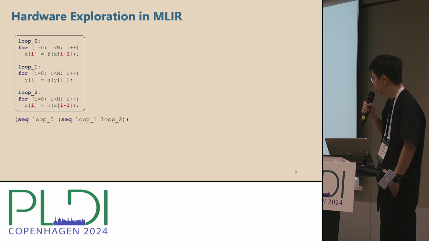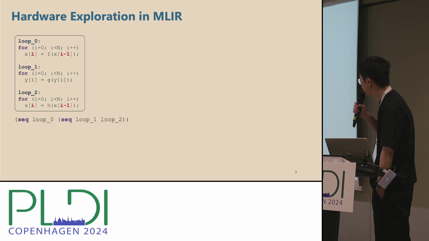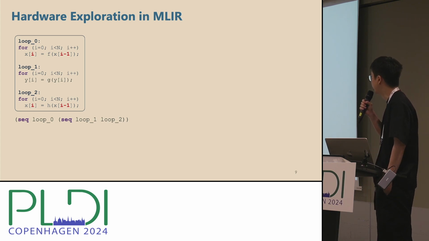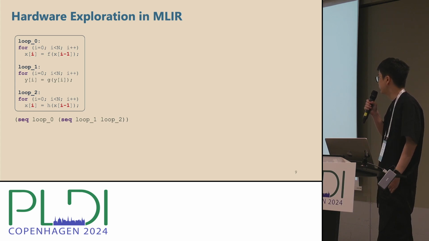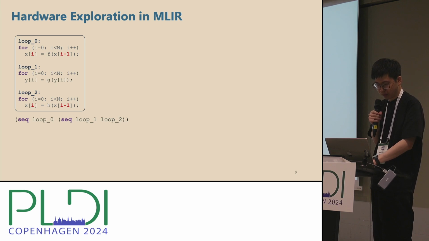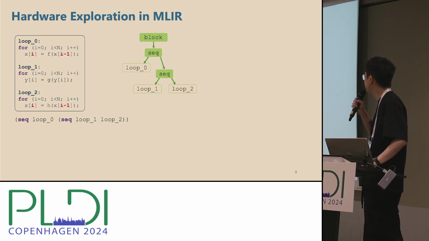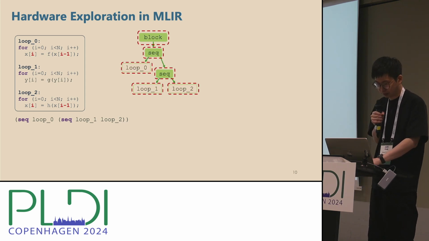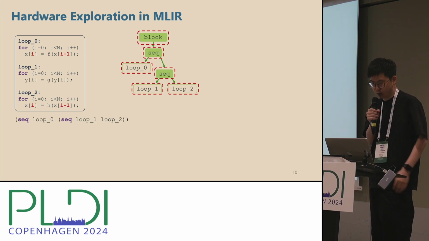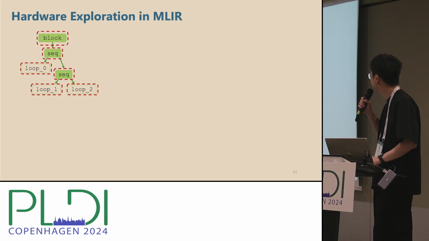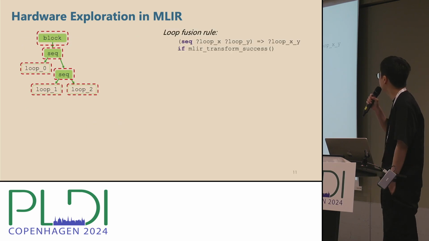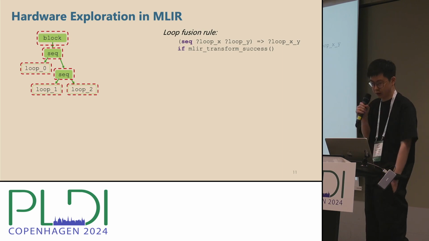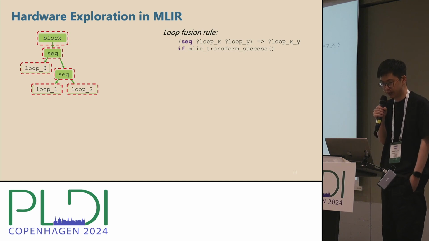So here is a simplified SEERLAN of this code. The seq indicates the execution order of these loops. And then we have an AST like that, putting that in the eGraph. So SEER constructs the initial eGraph, and then we implement loop fusion rules using an interface with MLIR transformations.